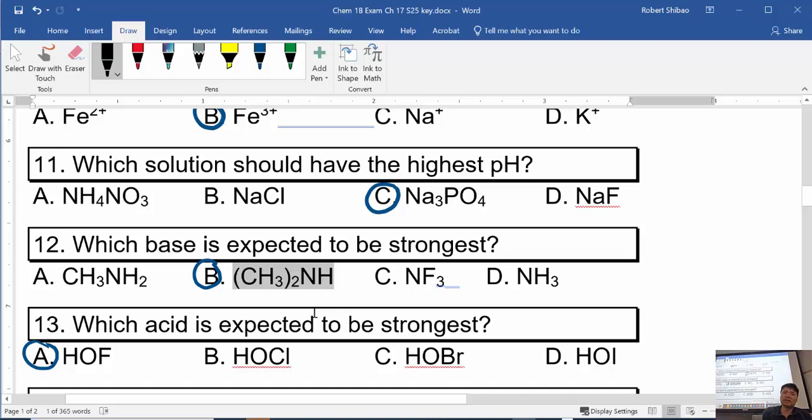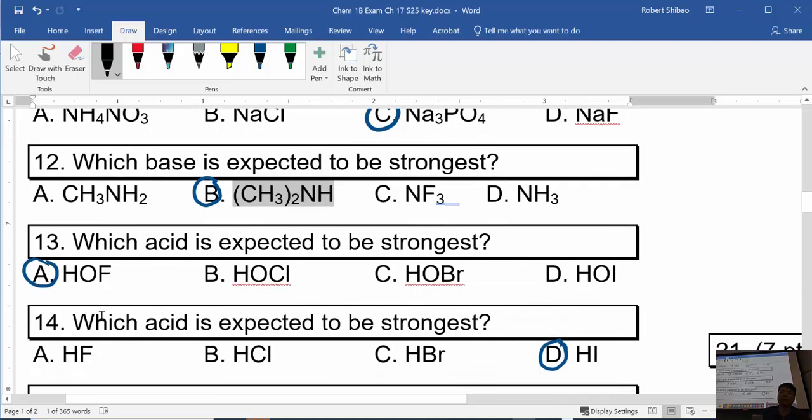And so there are other reasons too. Sometimes base strength depends on free access. If it becomes too bulky, the nitrogen's the base atom, and if you have these bulky groups attached to the nitrogen, it inhibits it from attacking acids. It's called steric hindrance. Steric hindrance you get into in organic chemistry. We don't look at it here, but that could be one of the reasons. I'm not sure. But we'd have to look at other factors, and there are multiple factors that can influence it.